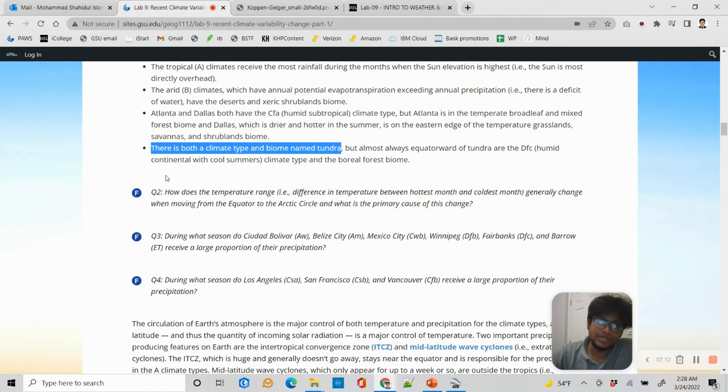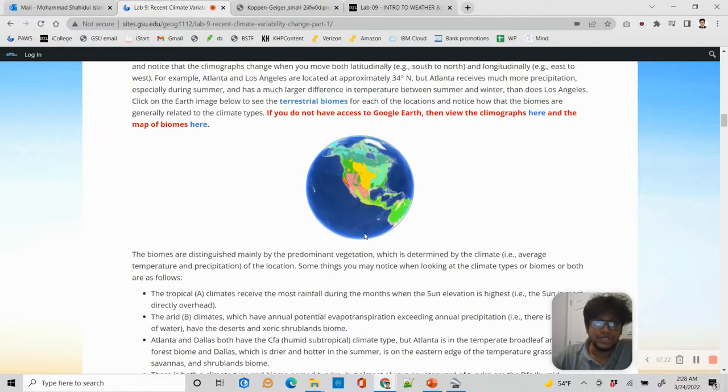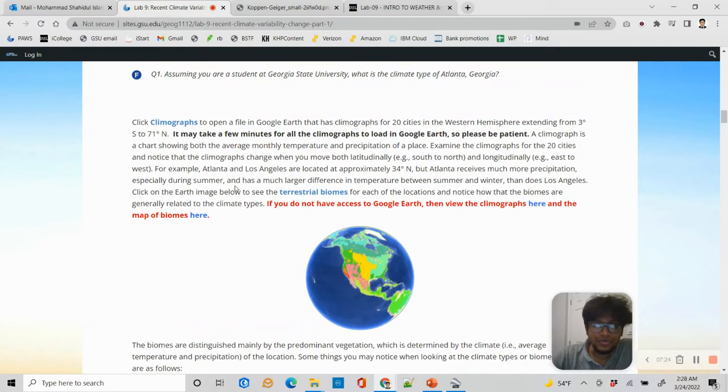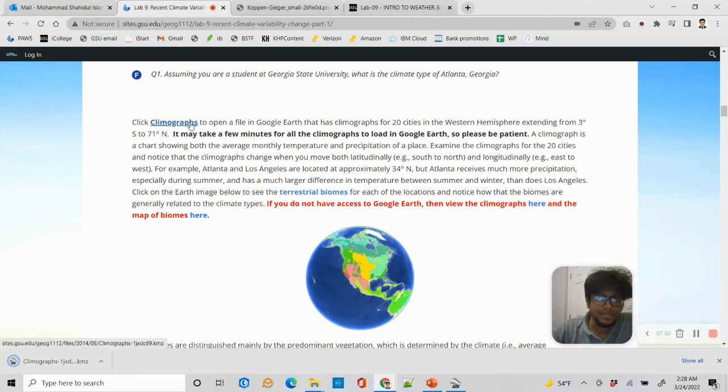So question two is asking you, how does the temperature range generally change when moving from the equator to the Arctic Circle? What is the primary cause of this change? So to answer that, you need to go through the climographs. So I've tried this image, this Google Earth file.